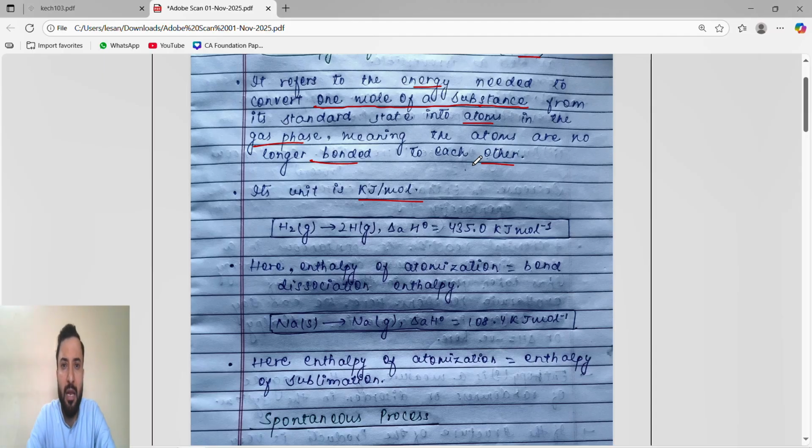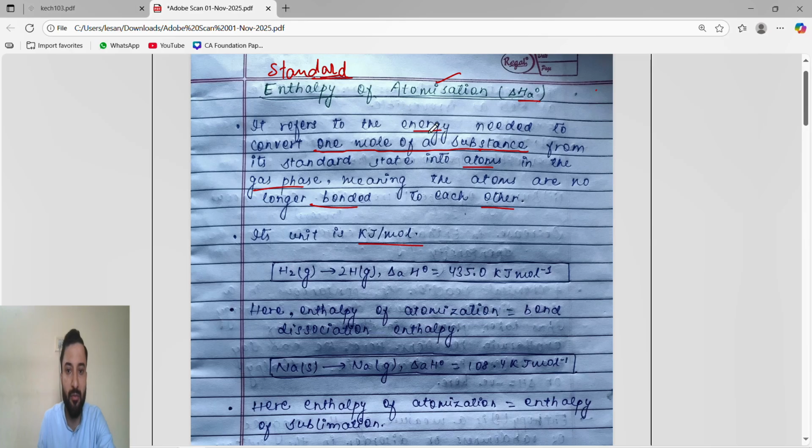Because bond dissociation enthalpy is the same, the energy required to break the bond, right? So here also in enthalpy of atomization, we are taking energy and converting the standard state, like molecules, into atoms, but it is not only the bond dissociation enthalpy. It is bond dissociation enthalpy, but it's not only the bond dissociation enthalpy. It depends. So let's see here.